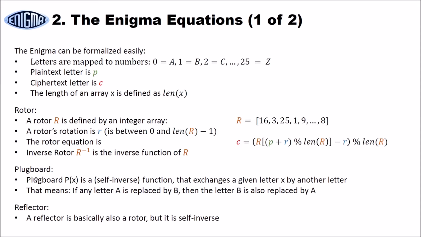The plugboard does not have to be defined for all of the letters. Of course it has to be defined, but imagine you only plug in one plug into the plugboard, you exchange A by B and B by A, then all the other letters like C, D and so on, when you put these into the plugboard, they just return. So if you put a C into the plugboard, you get C, a D, you get D and so on. But with the reflector, every letter has to be replaced by another letter and vice versa.